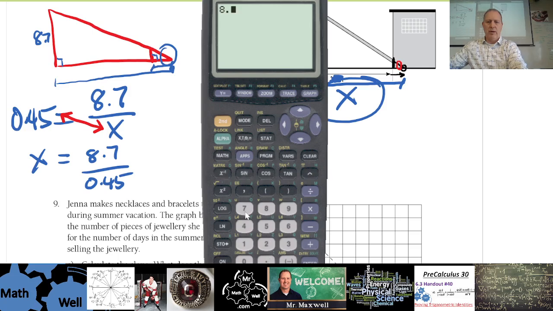Okay, we'll have 8.7 divided by 0.45. 19.3, did anybody else get that? Yeah. Mackenzie, quit writing on her paper. 19.3.